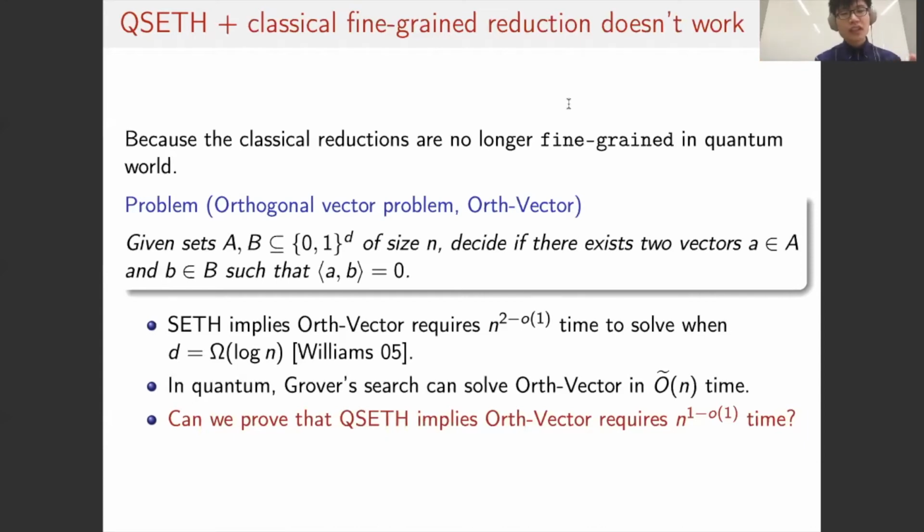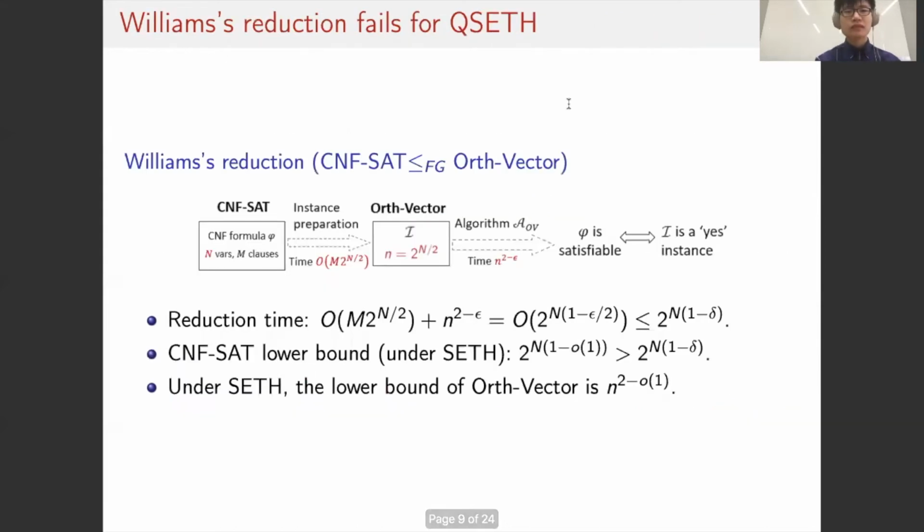In 2005, Ryan Williams showed that, assuming strong exponential time hypothesis, the orthogonal vector problem requires nearly quadratic time to solve when the dimension is logarithmic. In quantum, we can use Grover search to get a nearly linear time algorithm. Can we show that based on QSETH, Grover search is nearly optimal? To answer this question, let's first take a look at the Williams reduction.